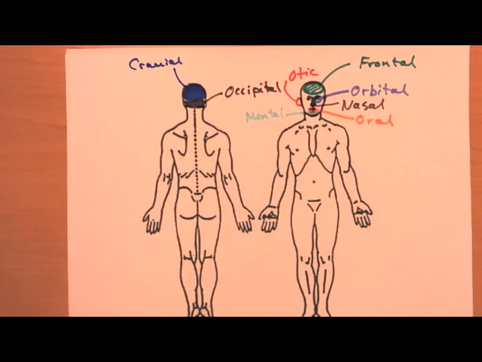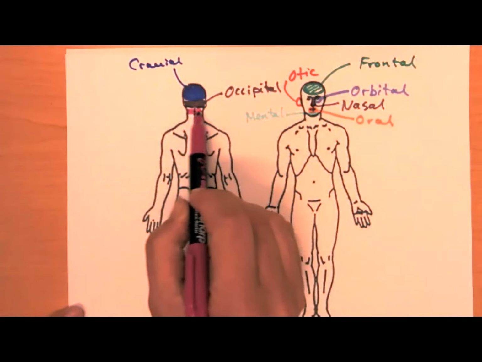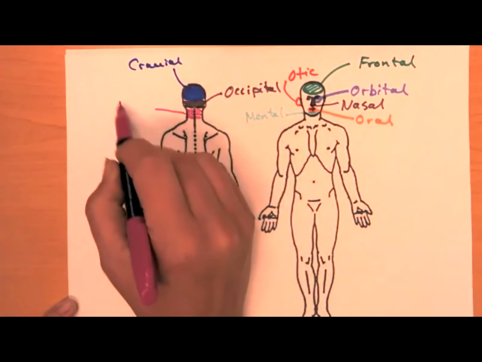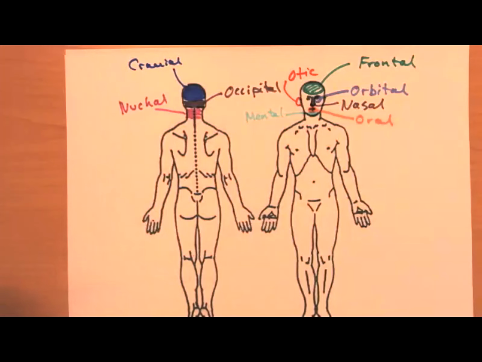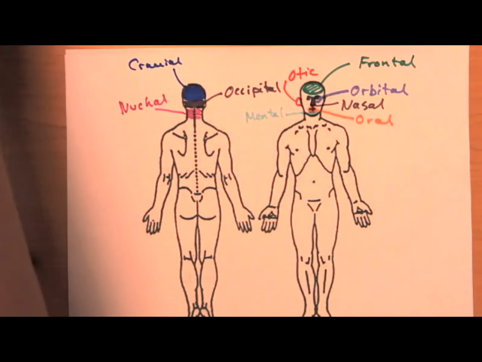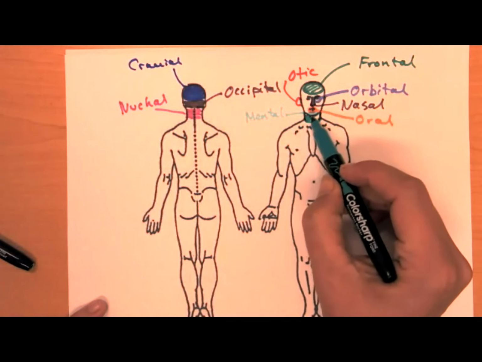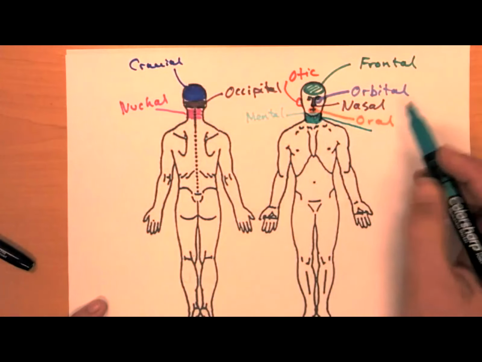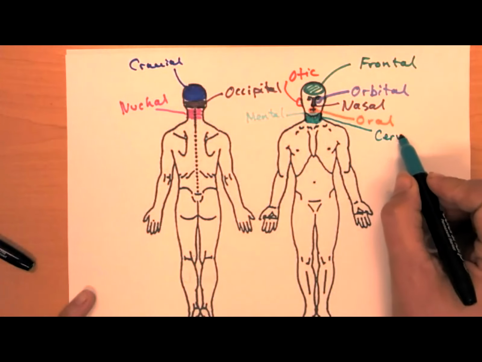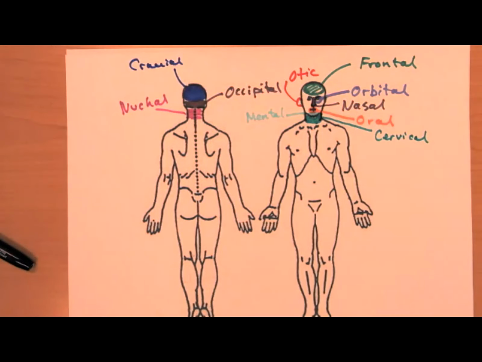The next two terms are not necessarily as clear as some of these others. Nuchal is the back of the neck. And cervical is sometimes referring to the entire neck and sometimes just referring to the front of the neck. So just for clarity, I'm going to write these on opposite sides here. Cervical, the neck in general, and nuchal is just the back of the neck.